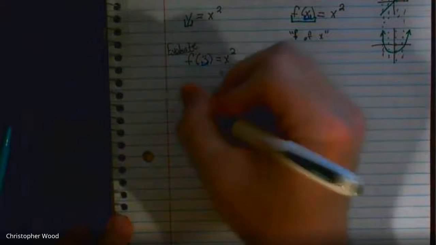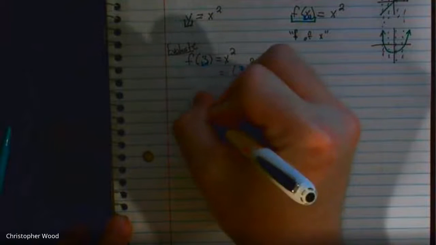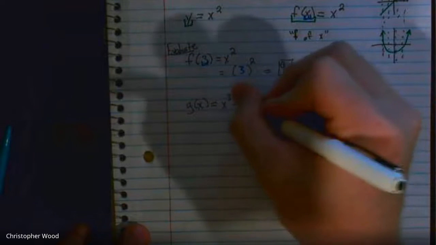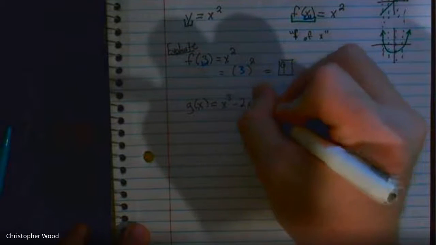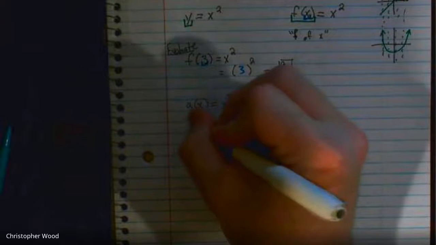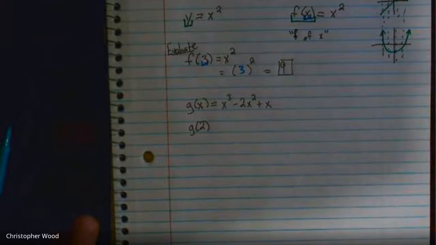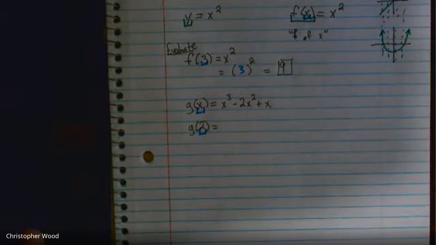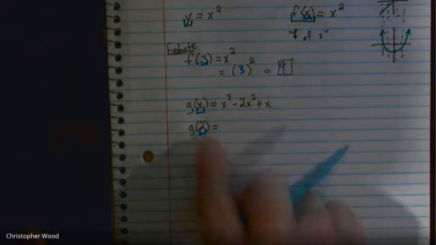If I had another function like g of x, and that was equal to x to the third minus 2x squared plus x, okay? And I said evaluate g of 2. So now what you're going to do is anywhere that you see the letter x, we're replacing it with 2 in the function notation.